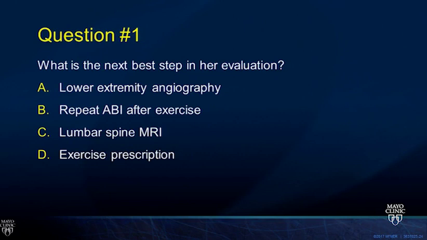Lower extremity angiography, you're an invasive kind of person. Repeat ABI after exercise. You don't think it's actually vascular at all. Let's do a lumbar spine MRI. Or just go ahead and write an exercise prescription because she's probably deconditioned. I'll give you a moment to cue in your answers.